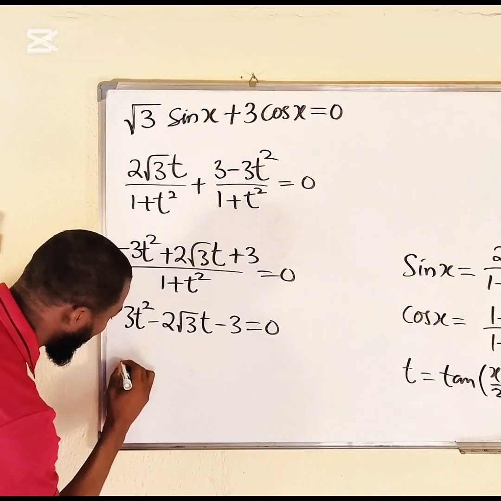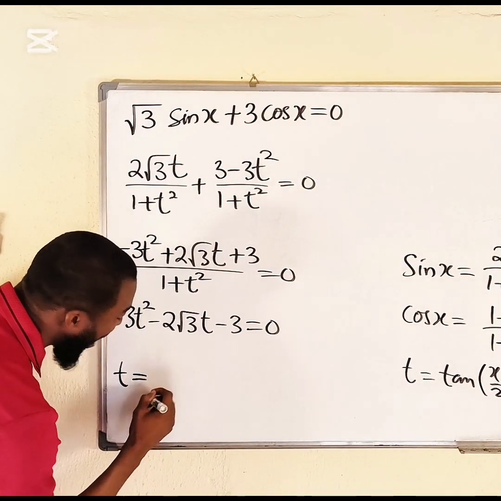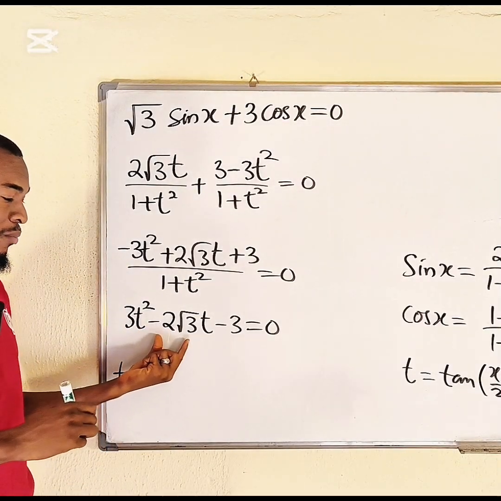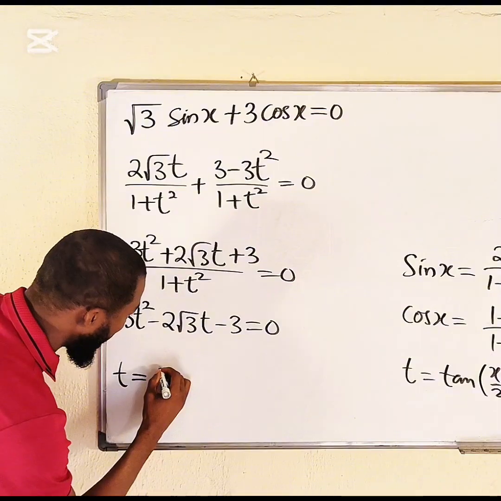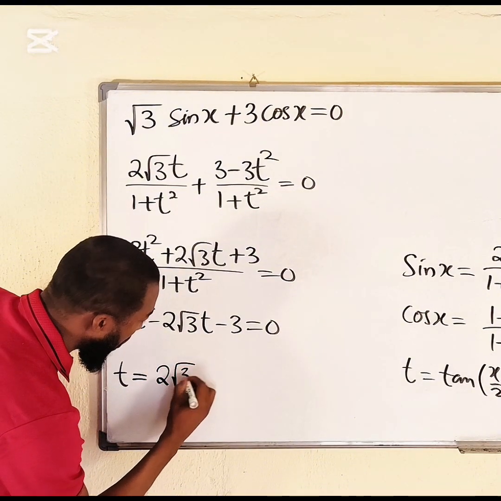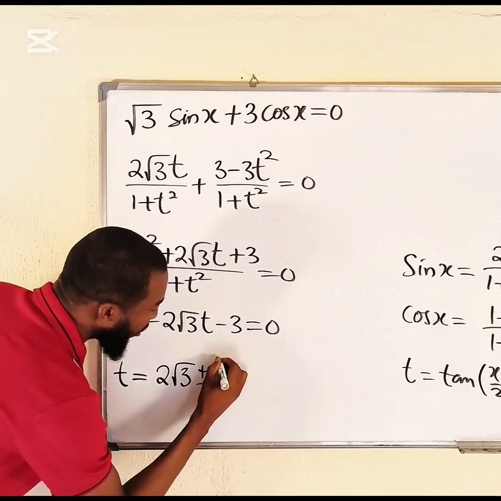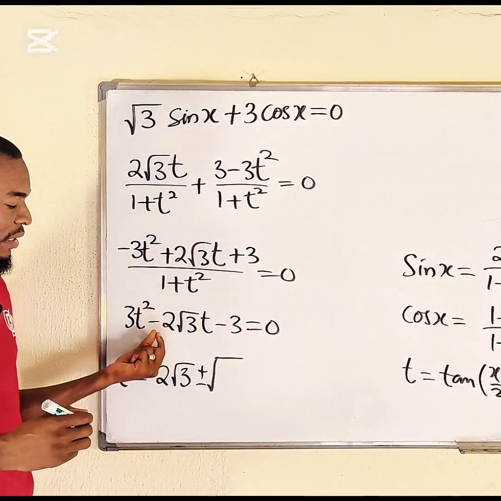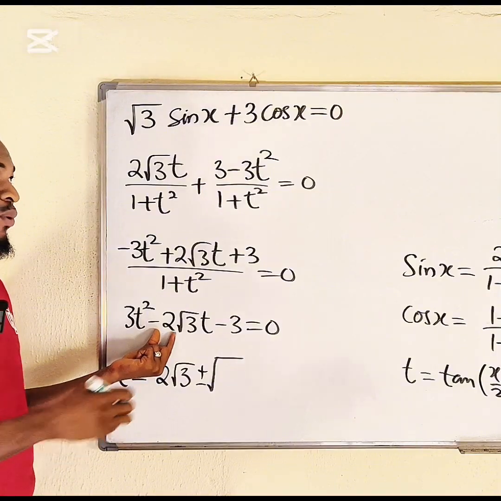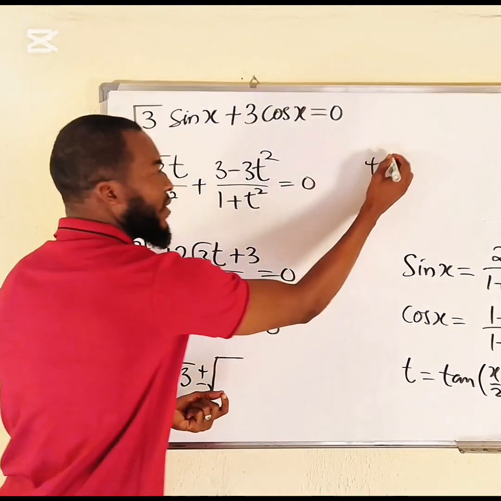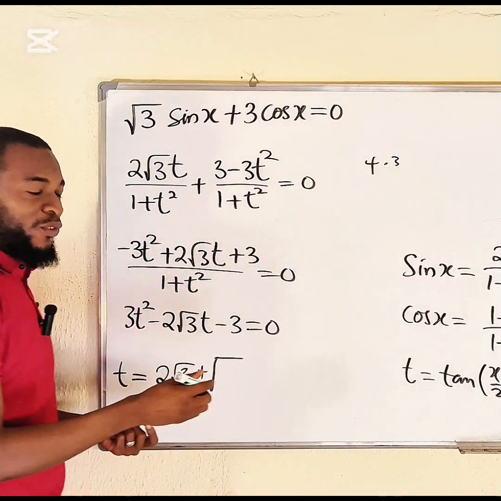Remember that t will now be equal to minus b. My b is the coefficient of t. If you minus it, it becomes positive. So this is 2 root 3 plus or minus square root of b squared. If you take this, you square that, negative 2 root 3 squared will give us 4 times root 3 squared, which is 3. So the whole of this will be 12.